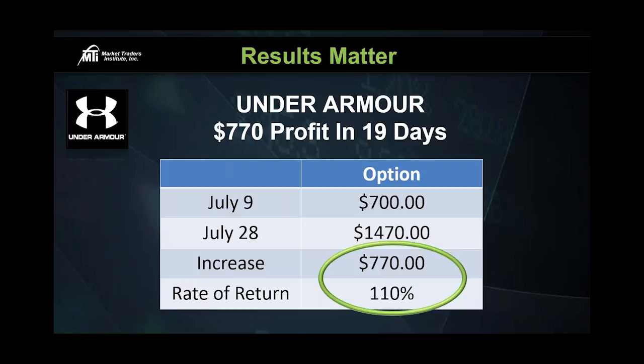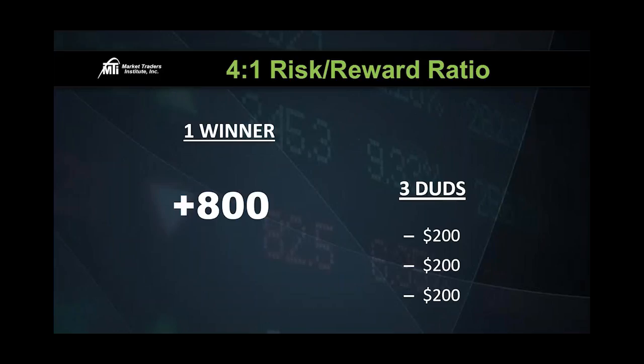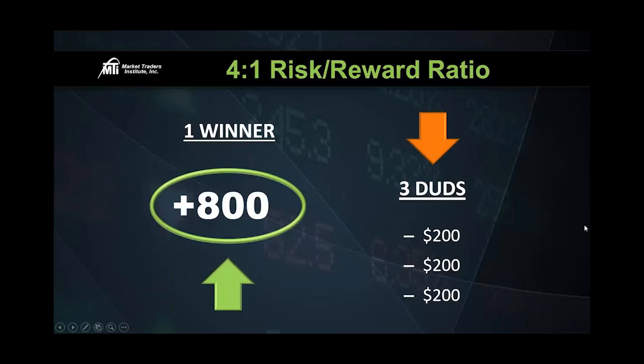So on this Under Armour trade, if you remember, we were risking about $200 per trade. We were going after about $800. So we were trading with a 4-to-1 ratio. We're going after 4 times as much as what we were risking. So here's what happens. As long as we get that one $800 winner, we could literally have 3 duds in a row and still be net profitable, because our one winner is going to take care of the duds and then some.